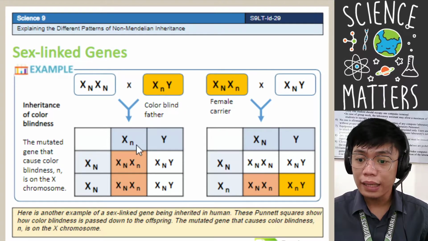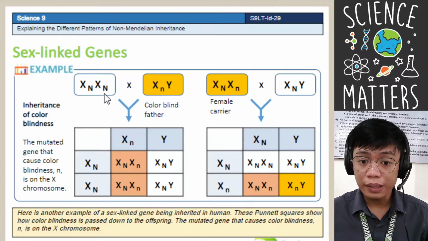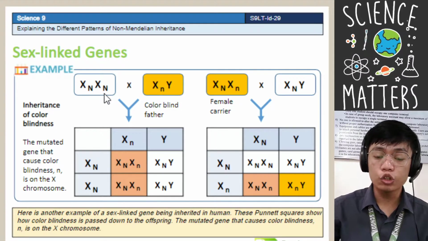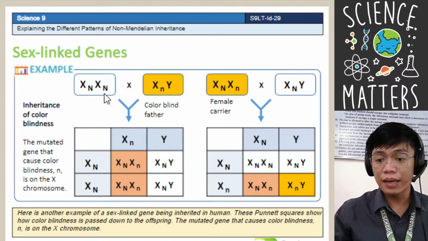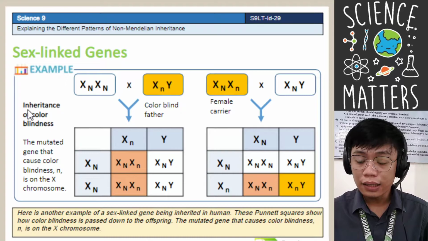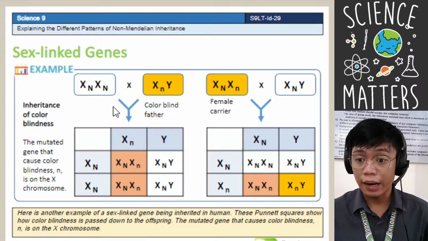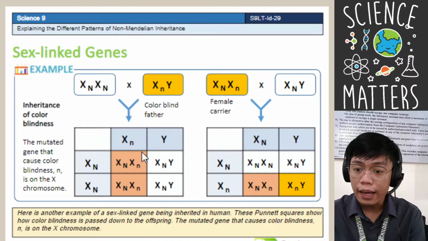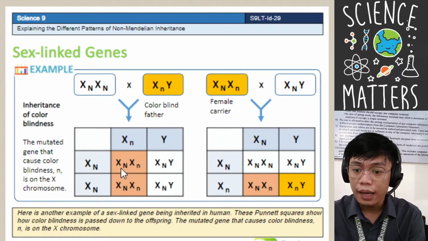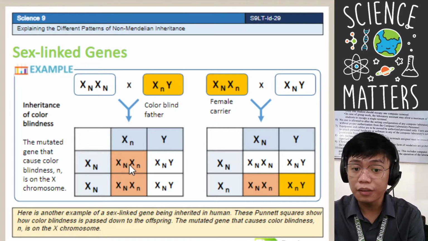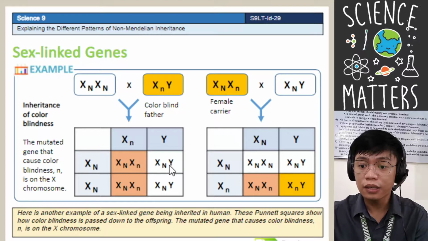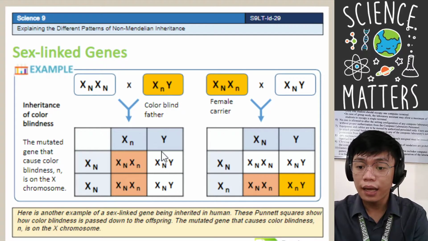So, kapag pinag-combine natin yan, N is dominant, meaning to say, mas malaki yung genes na meron doon sa female kaysa sa father. So, dito natin titignan yung inheritance ng blindness. Okay? Now, X and Y. Okay? X and X. So, kapag pinag-combine natin yung X and X, magiging female na dominant or normal yung kanyang mata. Okay? Dito naman, X, X and Y.